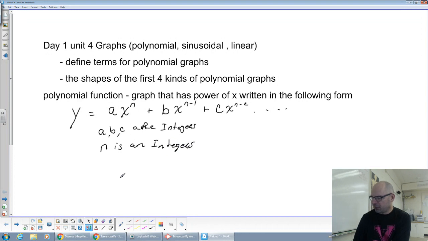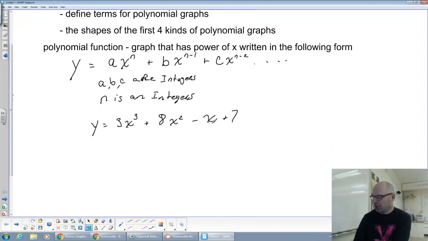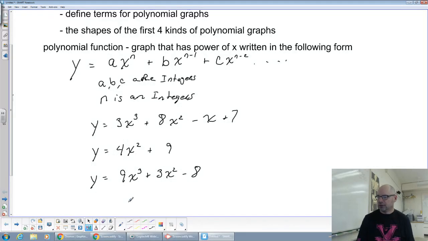Okay, so what does that look like in reality? So y equals 3x cubed plus 8x squared minus x plus 7. Okay, there's an example. Now you don't have to have all of them in here. You might have some missing. You might have 4x squared plus 9, or you might have 9x cubed plus 3x squared minus 8. And so these are all polynomial functions. Okay?